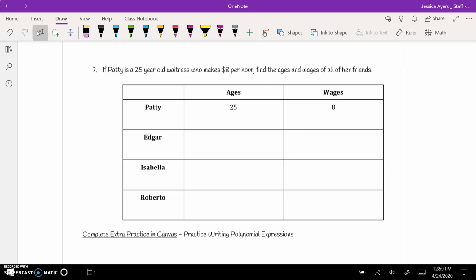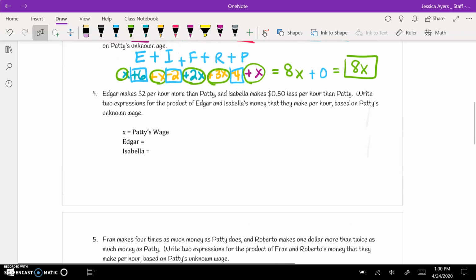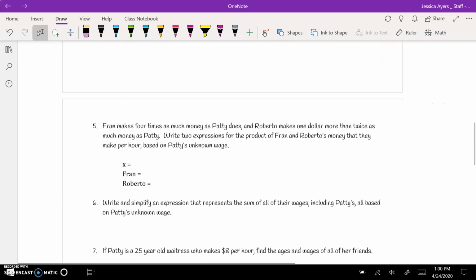Now, number 7 says, if Patty is a 25-year-old waitress who makes $8 per hour, find the ages and wages of all of her friends. I've already filled in this table for you with Patty's information. Now Edgar's information. Let me scroll back up there. Edgar was 6 years older than Patty.